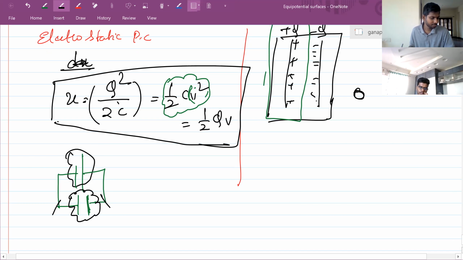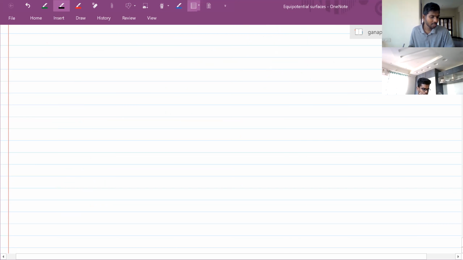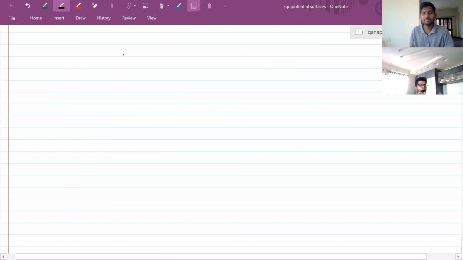This formula is valid for every capacitor. We generally derive it for the parallel plate capacitor, but it is valid for all.